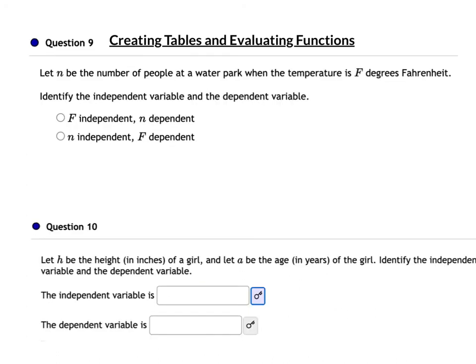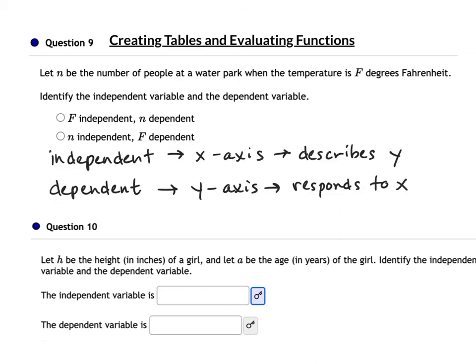You may have learned this in science. In science, the independent variable is the manipulated variable. That's the term I've heard a lot in science. Either way, whether you call it independent or manipulated, it goes on the x-axis. And what we put on the x-axis describes what's happening on the y-axis. So the independent variable, it describes y. The dependent variable on the y-axis responds to x. So read the question and think about which variable describes the other variable.